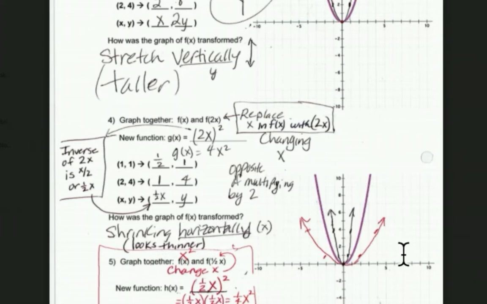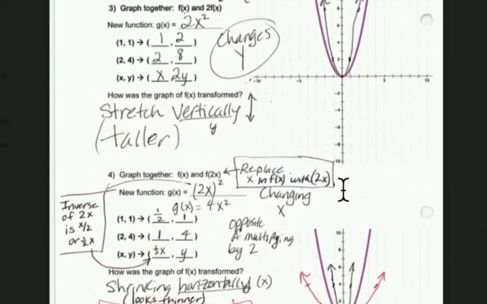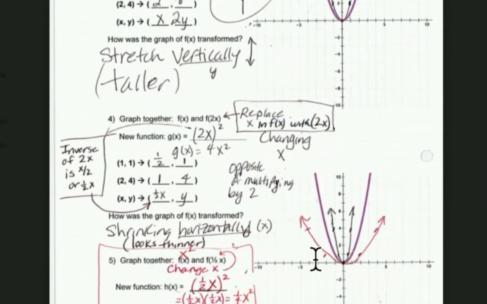And so if every x coordinate is half of what it used to be, changing the x changes it horizontally, and all those x coordinates are half what they used to be. It has the effect of shrinking it horizontally, pulling it in. And shrinking horizontally almost looks like you're doing the same thing as stretching vertically. The only difference is stretching vertically is changing the y coordinate, and shrinking or compacting it horizontally is changing the x coordinate. So they may look like they have the same effect, but it's two different things going on.